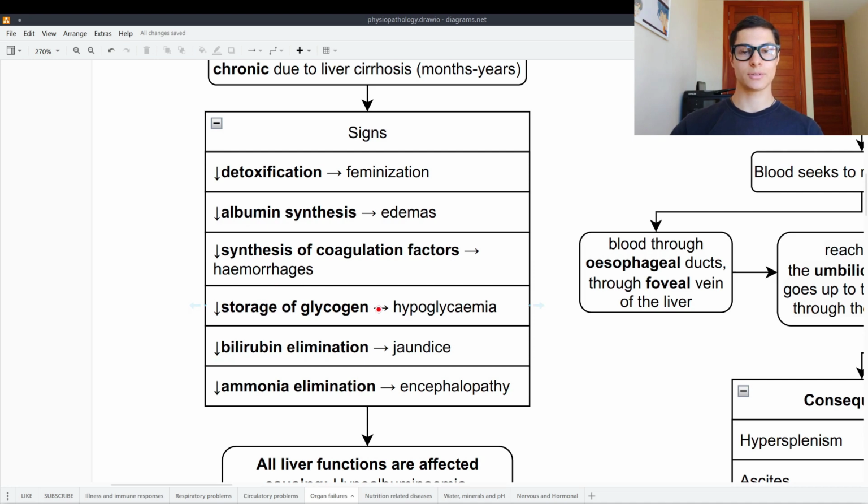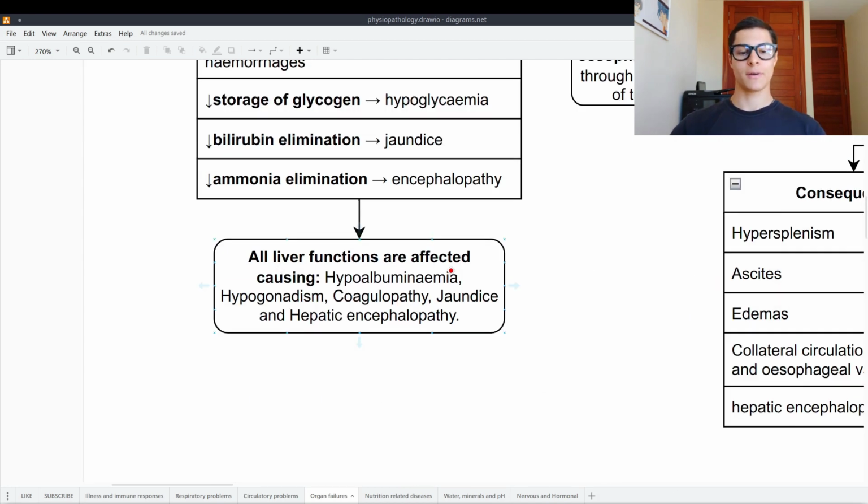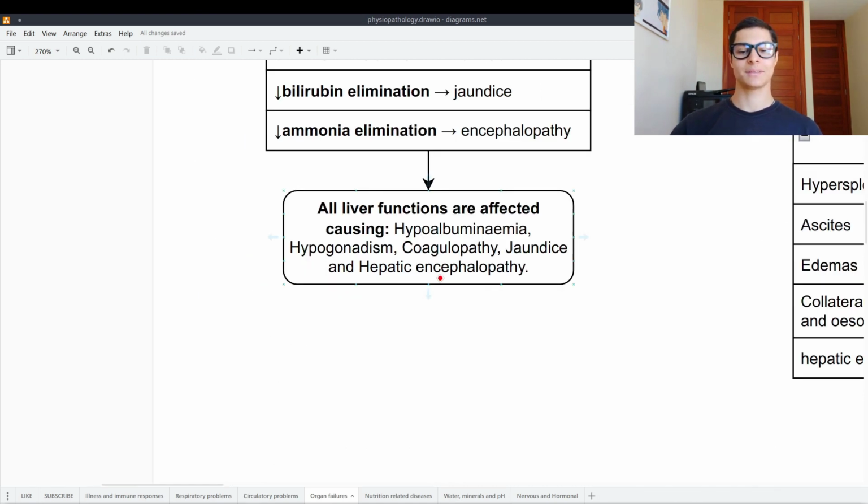Lower storage of glycogen, therefore hypoglycemia. And lower bilirubin elimination, jaundice, which we're going to see in a bit. Lower ammonia elimination, which causes encephalopathy. All liver functions are affected, causing hypoalbuminemia, hypogonadism, coagulopathy, jaundice, and hepatic encephalopathy.